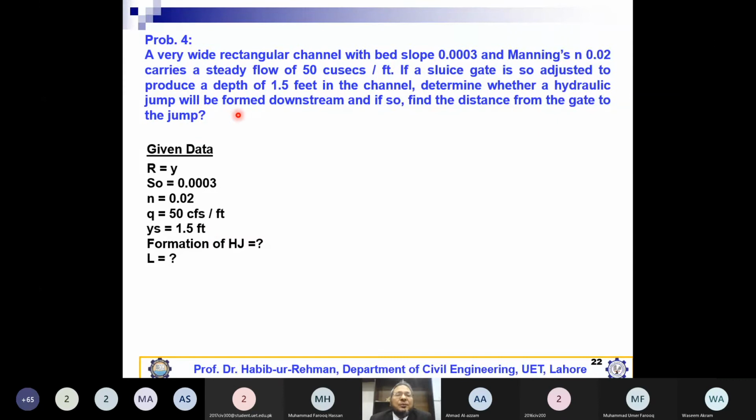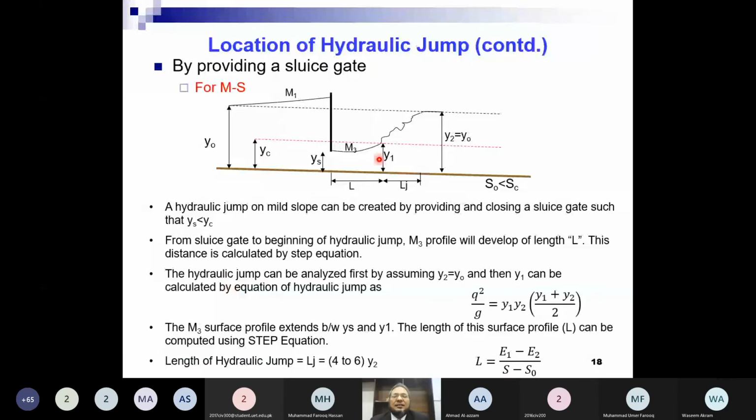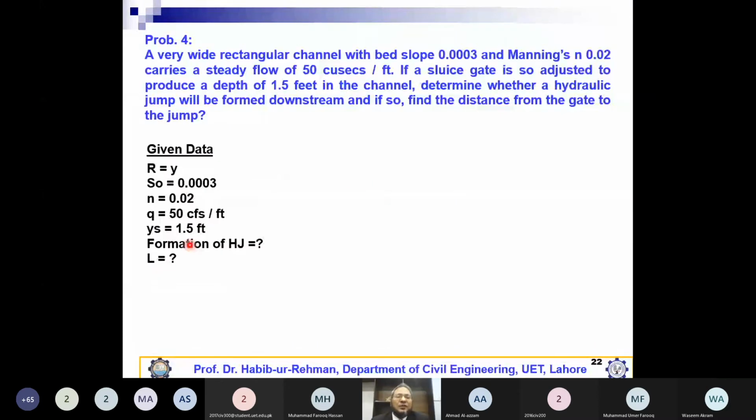Determine whether a hydraulic jump will be formed downstream of the sluice gate. So we have to first determine the formation or occurrence of a hydraulic jump. And if so, if the hydraulic jump is forming, then find the distance from the gate to the jump. This is the gate, gate means sluice gate. And find the distance from the sluice gate up to which the hydraulic jump is forming. So we need to compute this capital L. Okay, so we have to find L.